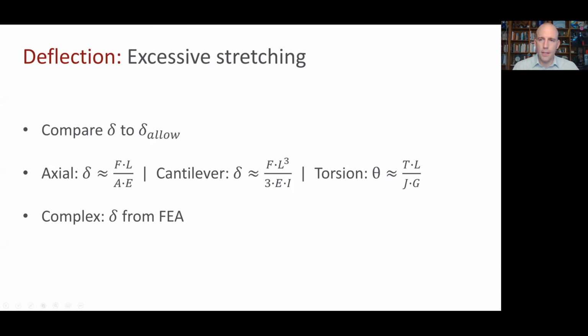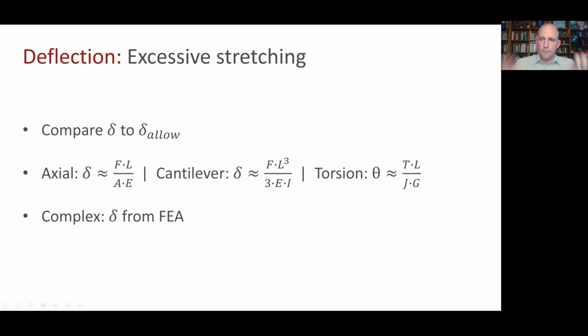All right, a final failure mode to look out for is excessive deflection or stretching, where we simply calculate the expected deflection, compare it to what's allowable for the application. And you can do this by hand for lots of classic loading scenarios like an axial prismatic member. We just have the force times the length divided by the cross-sectional area times the elastic modulus. For a cantilever beam, the endpoint deflection is just the force times the length cubed divided by 3 times the elastic modulus times the area moment of inertia of the cross-section.